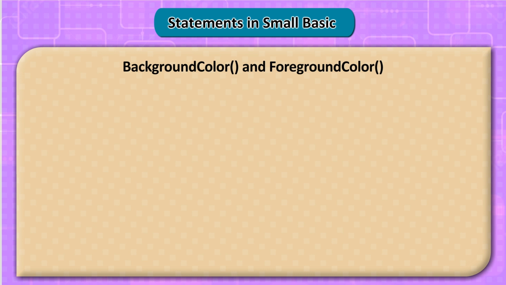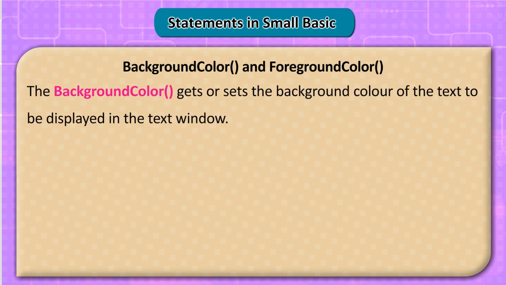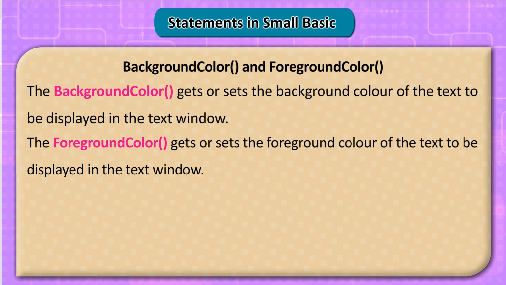BackgroundColor() and ForegroundColor(). The BackgroundColor() gets or sets the background color of the text to be displayed in the text window. The ForegroundColor() gets or sets the foreground color of the text to be displayed in the text window.